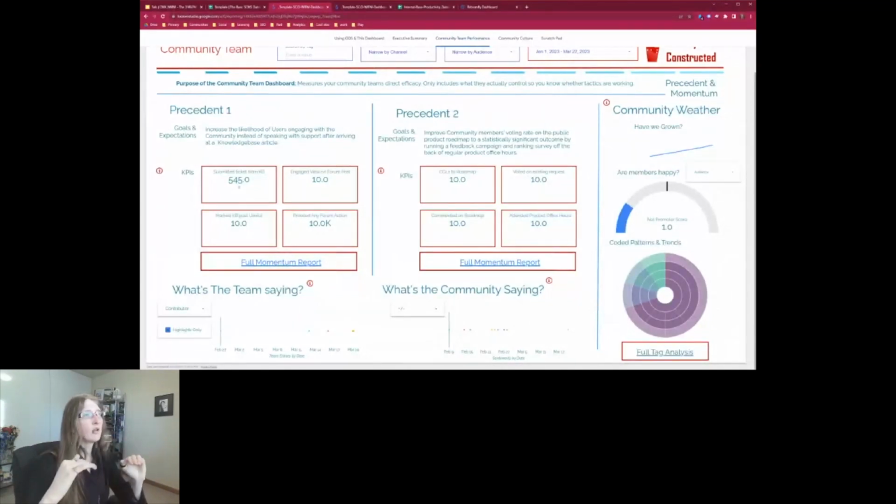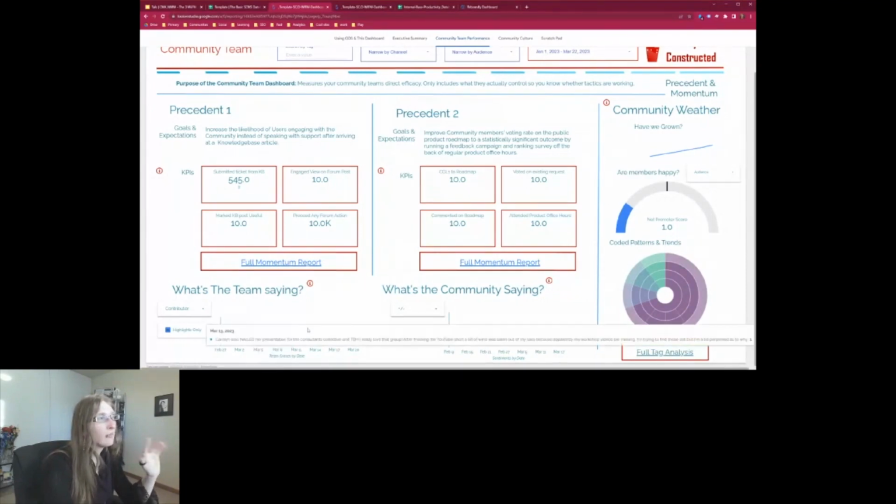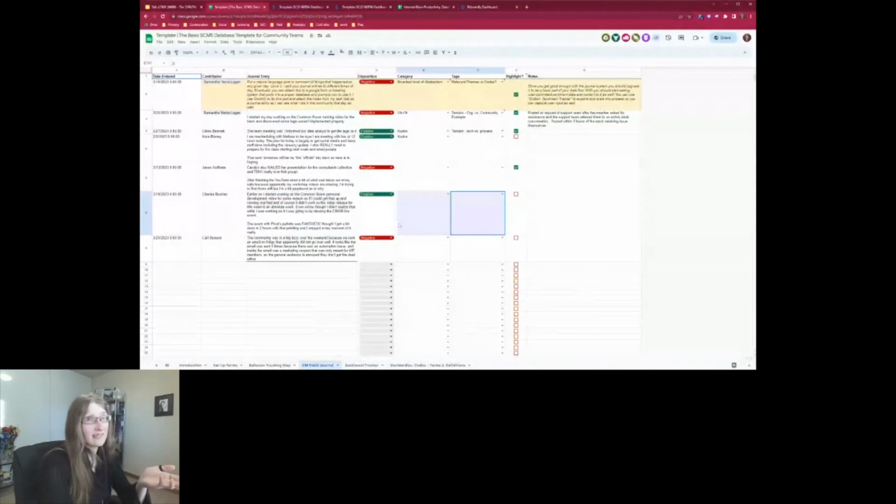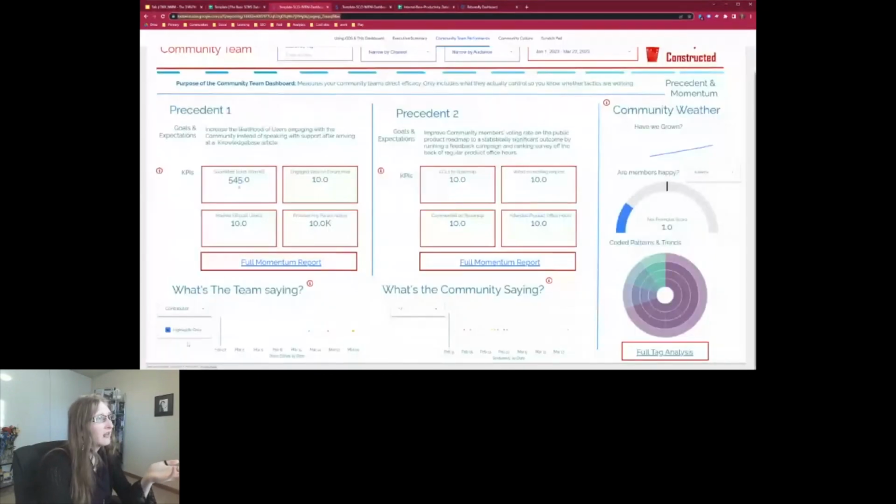You can build reports into your dashboards to give you a more in-depth, more ingrained view of what's happening in your community. And then remember, in this database setup, we asked you to start by just taking a daily field journal, tagging it, asking yourself what your hypotheses are. Your hypotheses are the precedents that you want to set. So when you actually ask, what's the team saying?